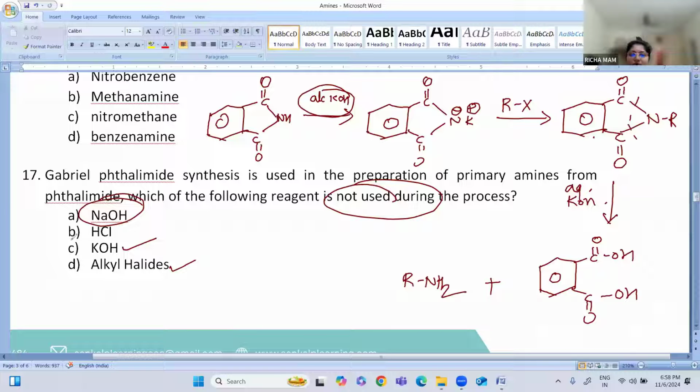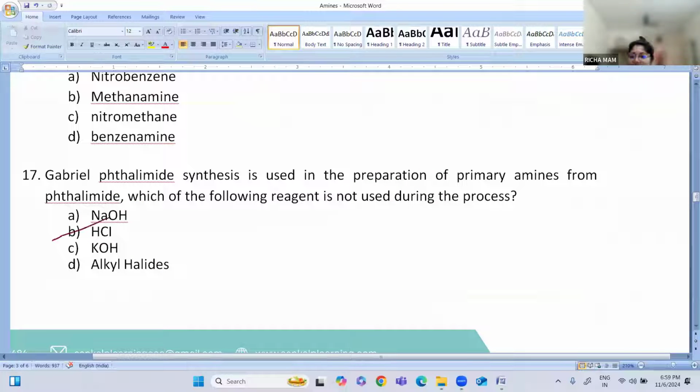So what is not used? HCl is not used to prepare the amines from phthalimide in the Gabriel phthalimide synthesis. If you are using alcoholic KOH, here we are going to use aqueous KOH. If you are using alcoholic NaOH, I'm going to use aqueous NaOH. So any of these is used. NaOH is used, KOH is used, alkyl halides are also used, but HCl is never used. So option B is the correct answer.